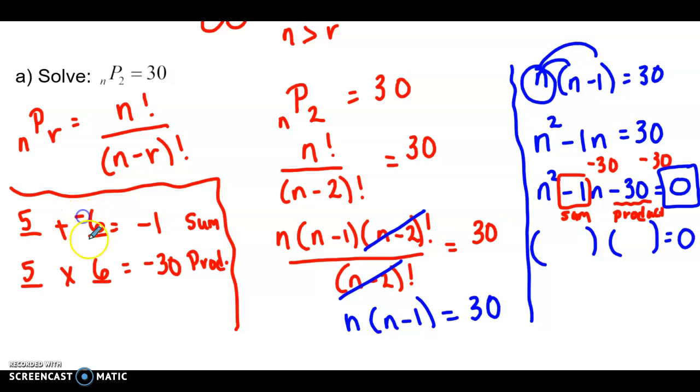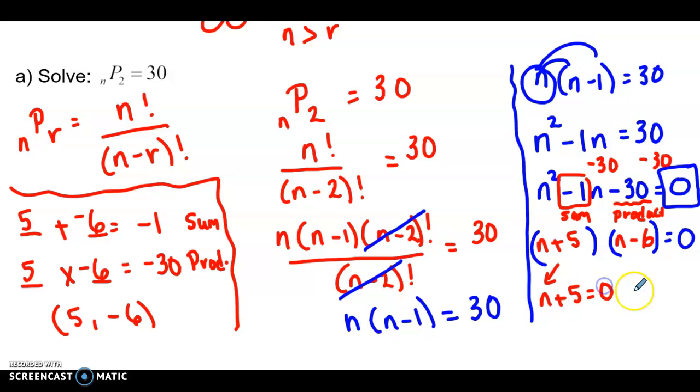So we can see that the negative has to belong to the 6. 5 times negative 6 is negative 30. 5 plus negative 6 is negative 1. So the two numbers that work here are 5 and negative 6. That goes into our factors. So we have n plus 5 times n minus 6. To finish solving this quadratic equation, we're using our zero product property. Two numbers are being multiplied together to give 0. That means this first factor of n plus 5 must be 0, or this other factor, n minus 6, must be 0.